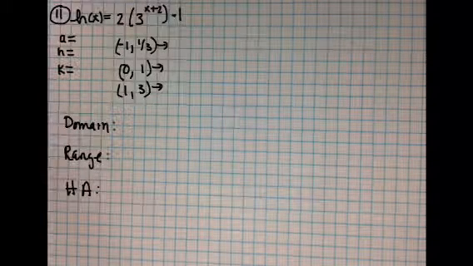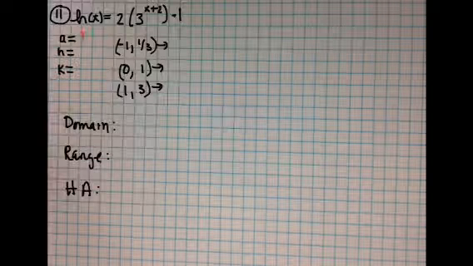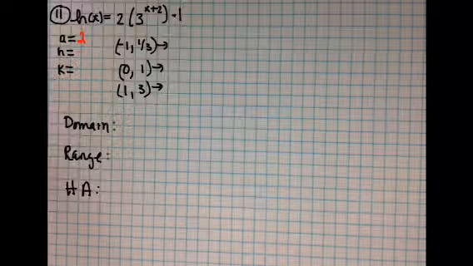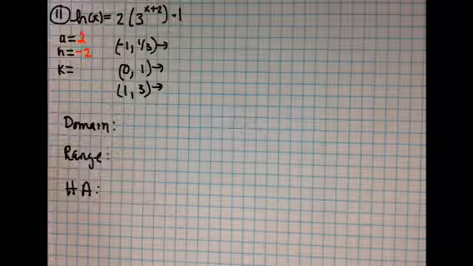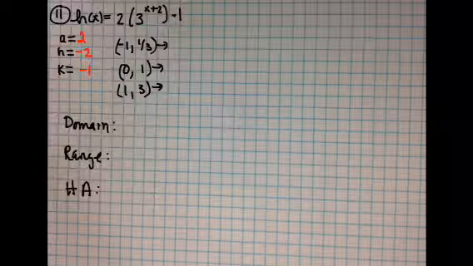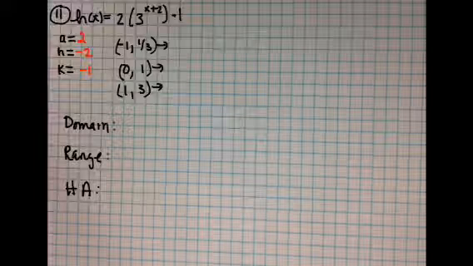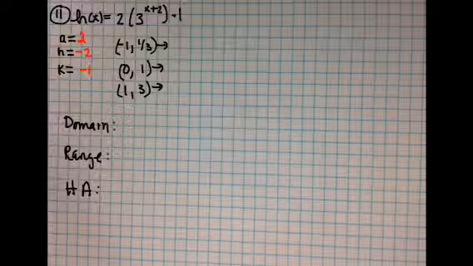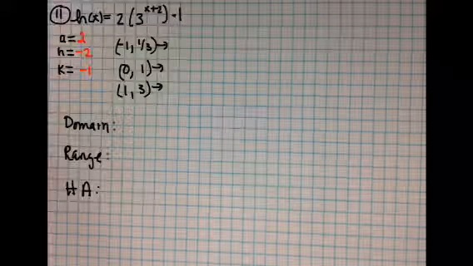Alright, so for number 11, a is 2, h is negative 2, and k is negative 1. Remember, h is the opposite of what you see, and k is what you see is what you get. So that means that the x is affected by the h, so I'm going to put x minus 2.